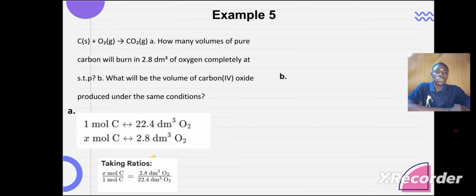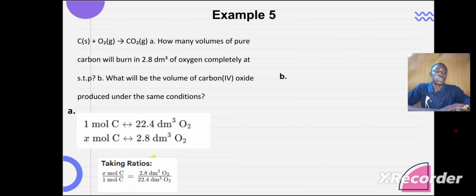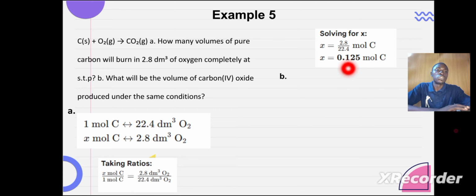So once we take ratios, x divided by 1 is equal to 2.8 divided by 22.4. We solve, and we'll have that x is equal to 0.125 mole of carbon will be required.